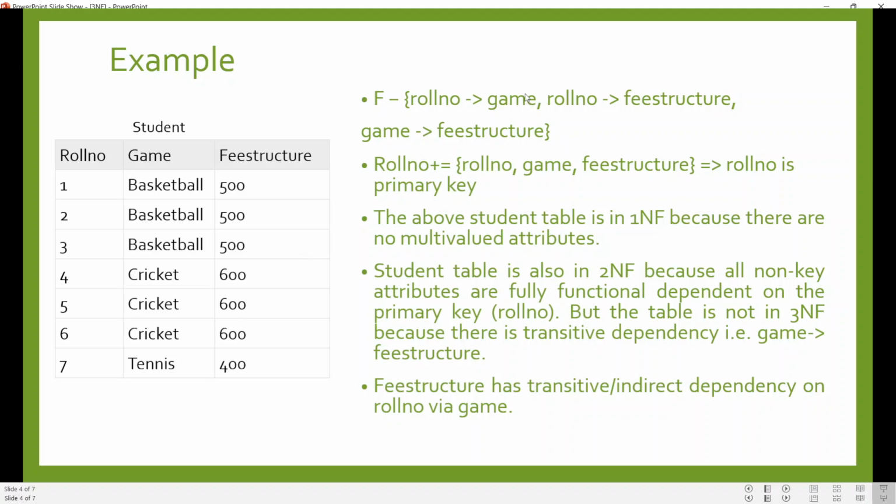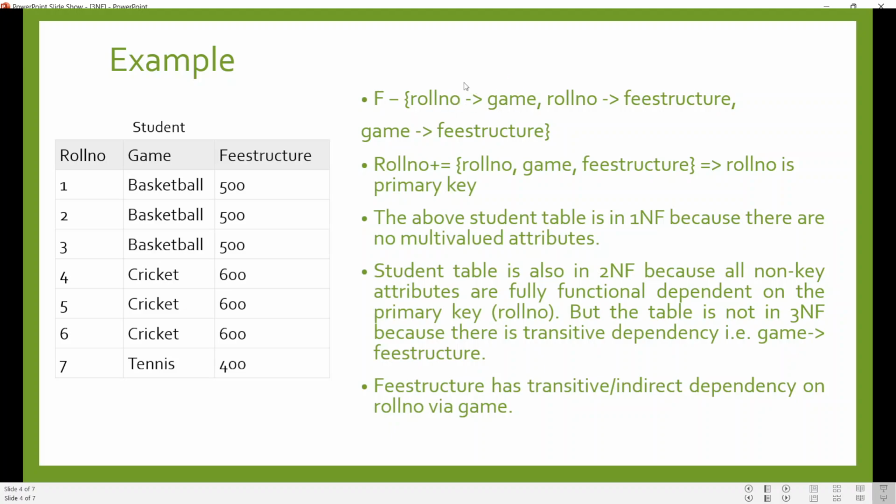If you see here, we can determine game from roll number, we can determine fee structure from roll number. By knowing this, even we can determine fee structure from game. So you can see that there is a transitive dependency here, because fee structure has a transitive dependency on roll number via game. You can determine game by roll number, and by knowing the game you can find fee structure. So there is a transitive dependency. If you can determine B from A and C from B, that means that C can be determined from A, that is the transitive dependency.